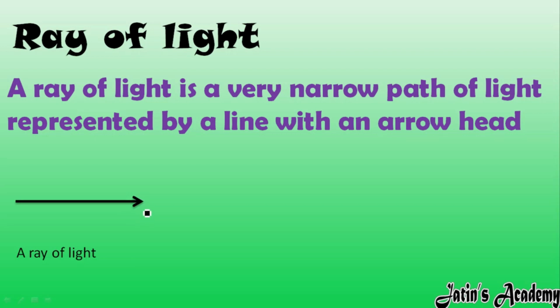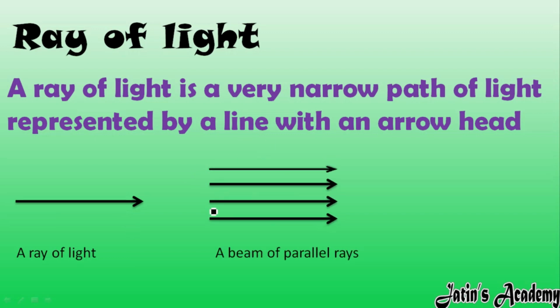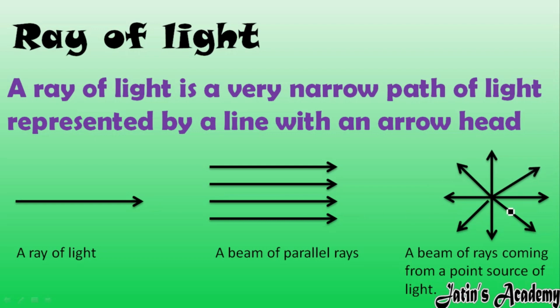This arrowhead shows the direction of the ray of light, meaning in which direction this ray of light is moving. So this arrowhead shows the direction, and a ray of light is a very narrow path of light. It is represented by a line. Okay. If we collect the rays of light, then those rays of light will form a beam of light. And here, for example, we have a point source of light. A very small source of light is there, and from the small source, light radiations scatter in all directions, and this one light radiation we will regard as a ray of light.